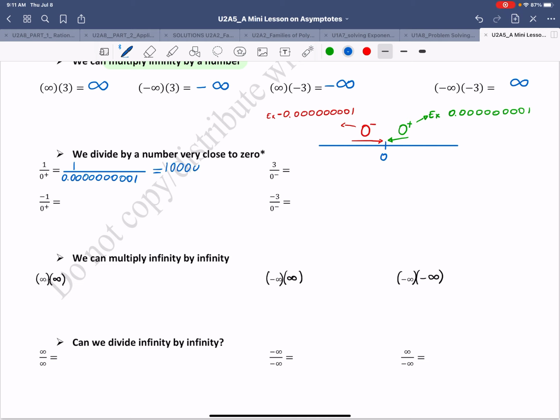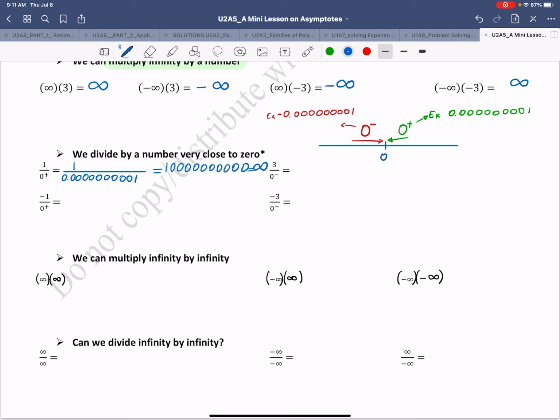1, 2, 3, 4, 5, 6, 7, 8, 9, 10 zeros, right? So as you can see, the more zeros you add in the decimal in the denominator, the larger this number will become. So as you get closest to 0, then we're going towards infinity. So we'll say that 1 divided by 0 plus is infinity.